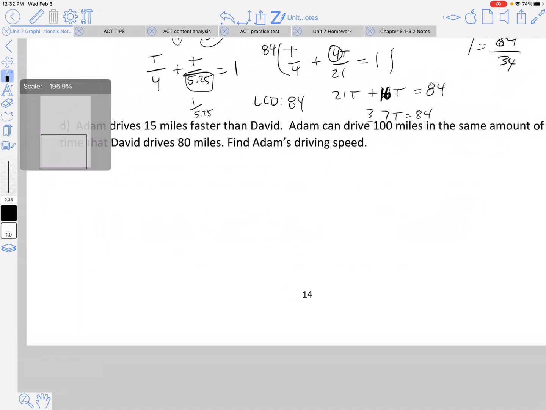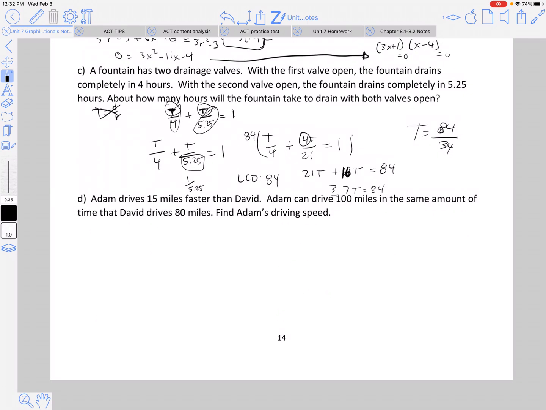Okay, I want you to try D on your own. I've kind of talked you through the other 3, and hopefully you paused and thought about them. But try D on your own. So pause this for sure, give it a try, and then hit play again.